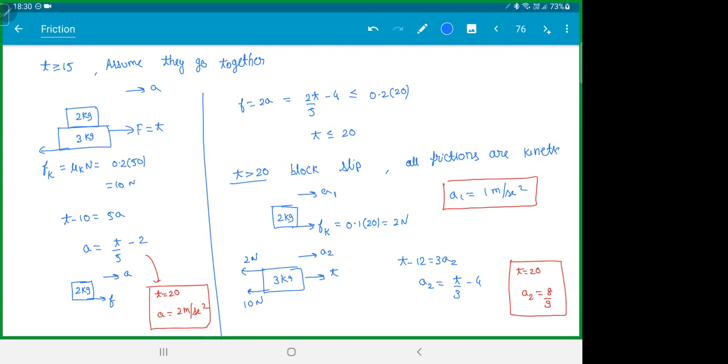Find the friction required, and this friction should be less than or equal to mu 1. So friction is saying up to 20 seconds, we are fine. We'll go together. But after that, they slip. But the moment they slip, the friction between them also becomes kinetic. That's it. That change, you have to be careful. Any doubts on this page, please ask.